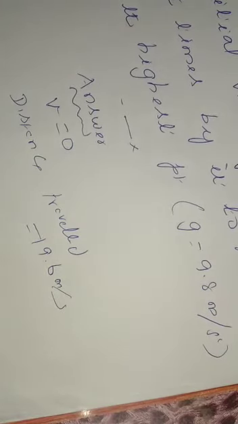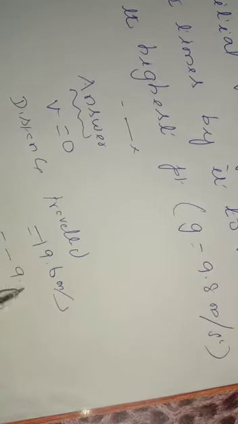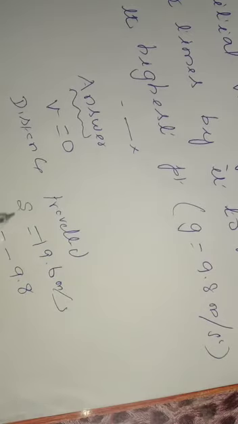Acceleration means what? Upwards it goes, so the acceleration is opposing the gravitational pull. So I have to say minus 9.8, since gravitational pull is 9.8. Understood? So I know the distance and the acceleration, but the time I don't know.